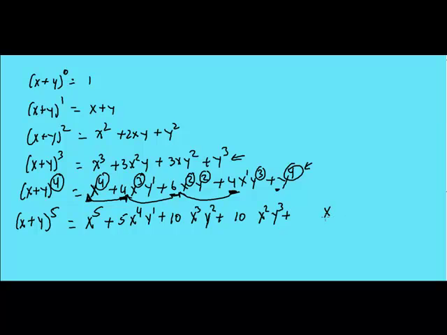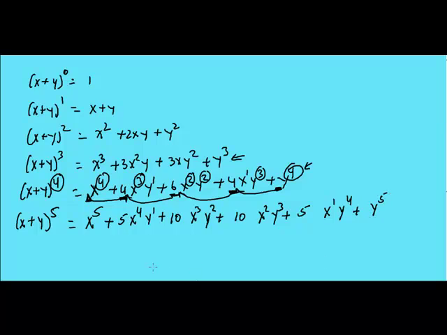X becomes to the first power, and y is to the fourth. How do I find this? I look up, I see a 1, and I add it to the 4, that gives me 5. And then finally, the last one is y to the fifth, and I am done.